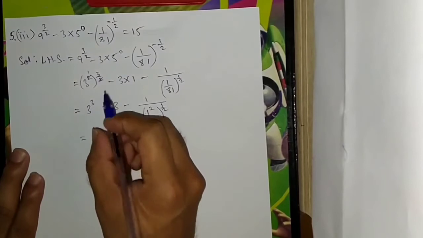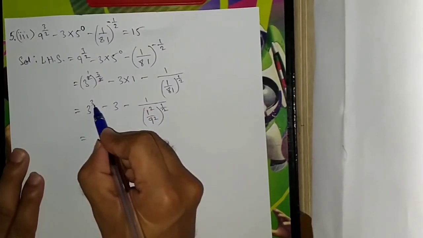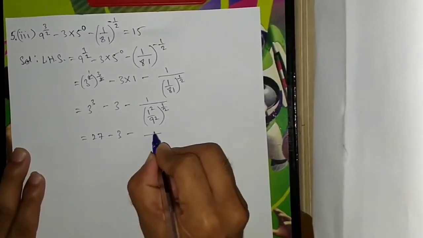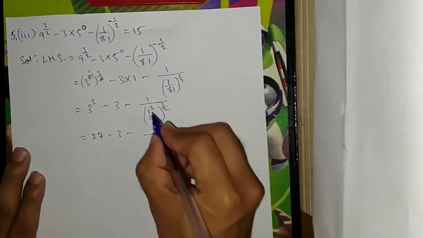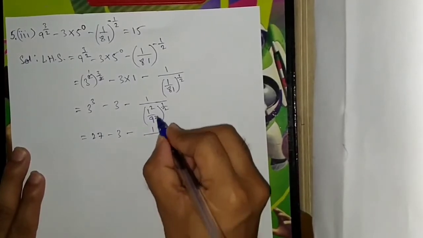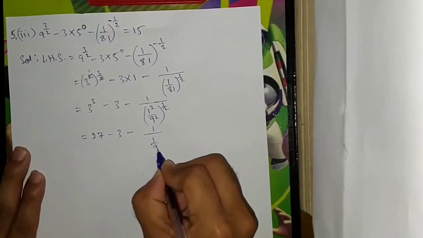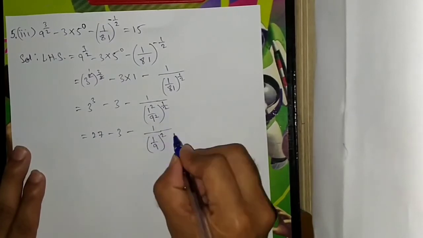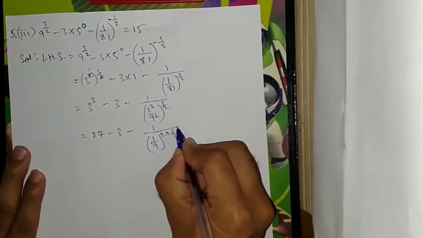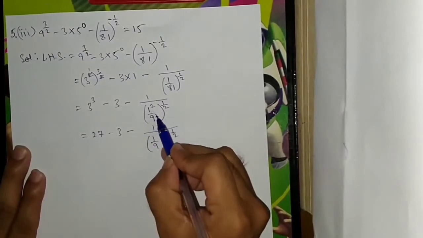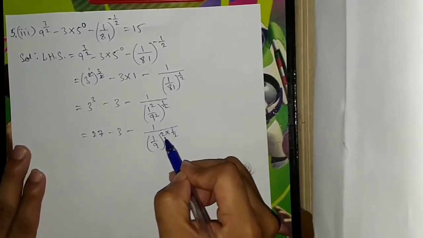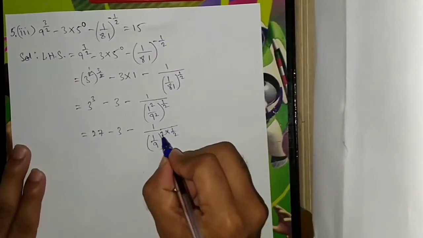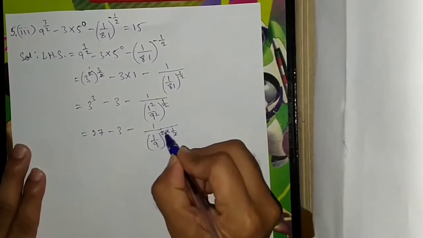And this is equal to 3 cubed, that is 3 into 3 is 9, 9 into 3 is 27, minus 3, minus 1 divided by 1 square by 9 square. Taking the square in common, it becomes 1 by 9 whole square, to the power 1 by 2, so 2 into 1 by 2, and the 2s cancel, leaving 1.